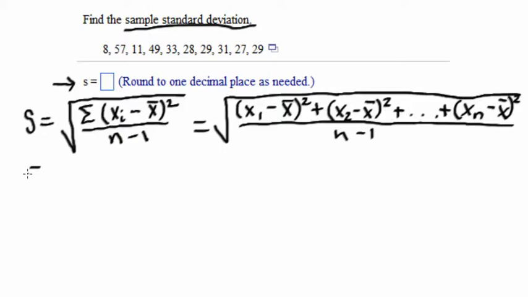So with our example, we are going to take the square root. Let me show you what this means longhand. So this is going to be 8, because that's our first value. That's like x sub 1. It's our first value in our sample. And we're going to subtract x bar. We don't know what x bar is at this point, so I'm going to go ahead and calculate that really quickly.